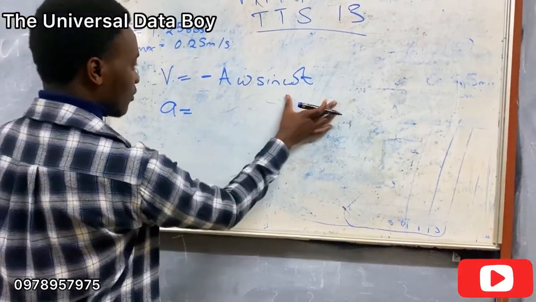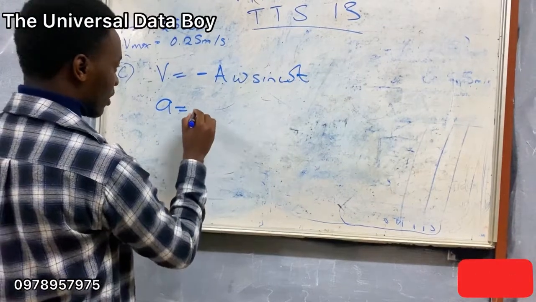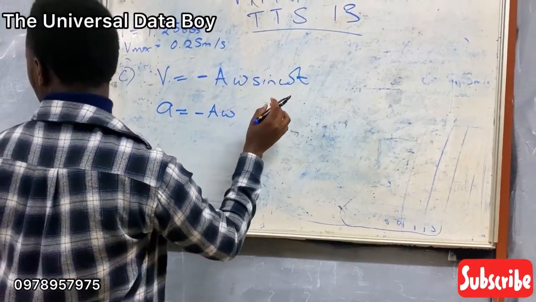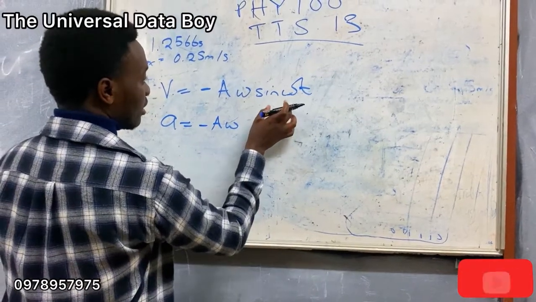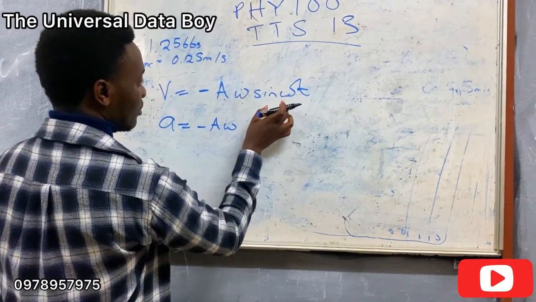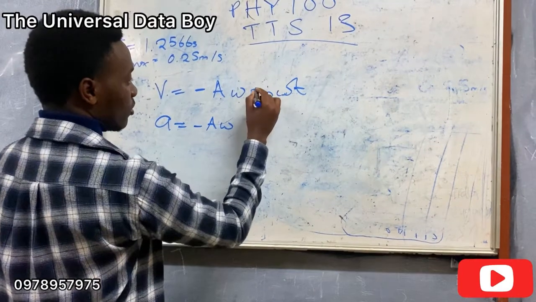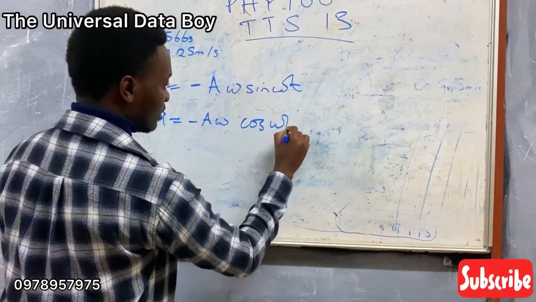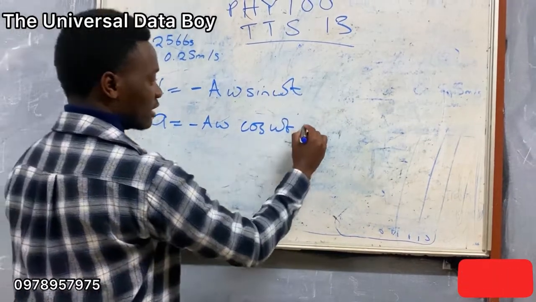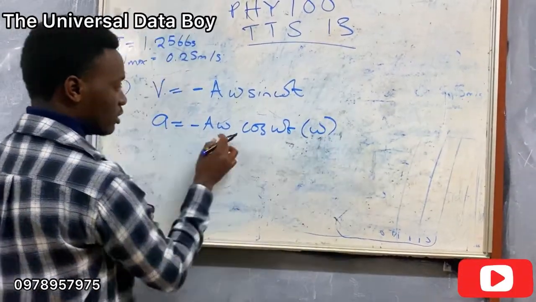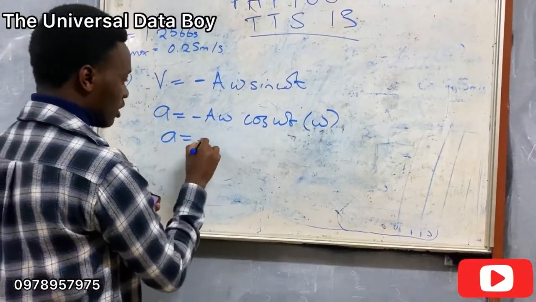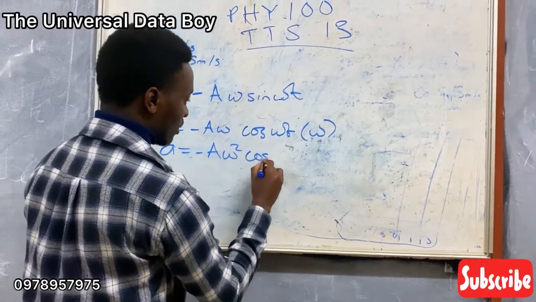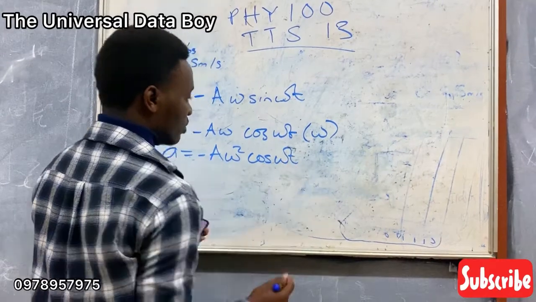The derivative of all this, and this is a constant, so we're not going to count it. Then the derivative of sine is cos WT. Then you find the derivative of the inside function, which is simply W. So W times this W, we are going to have our A being equal to negative A W squared cosine WT.